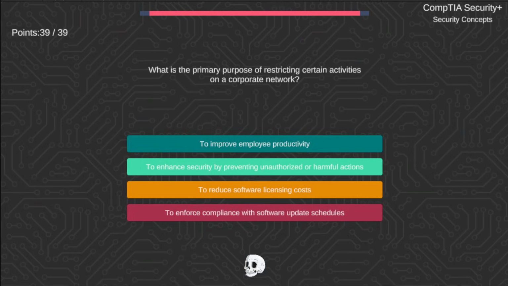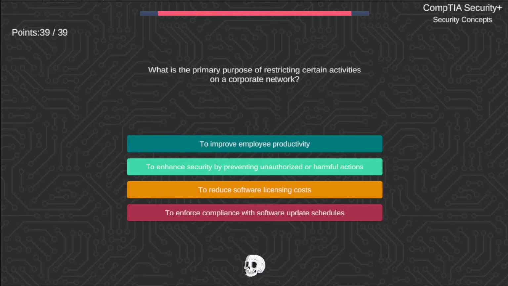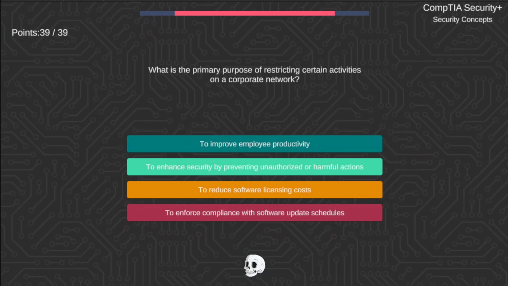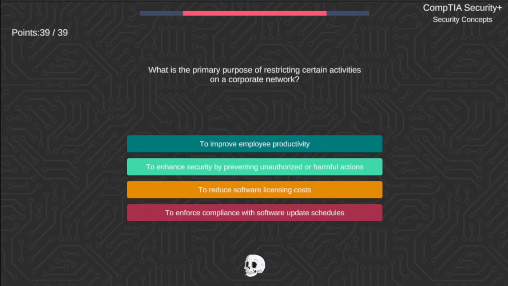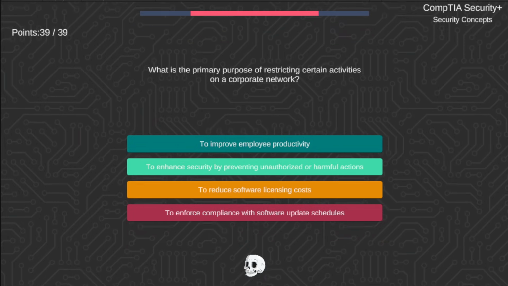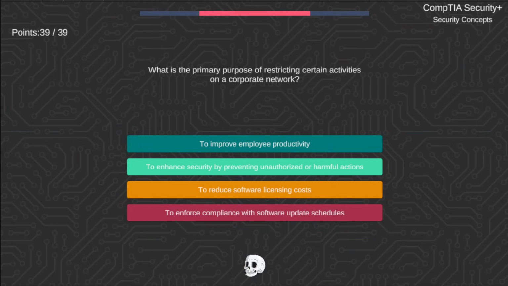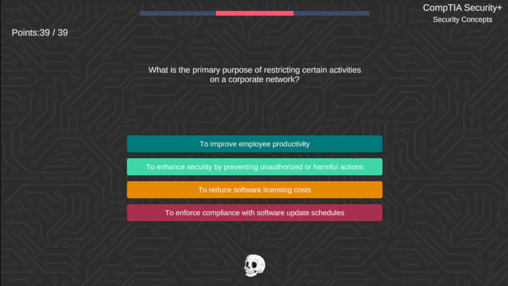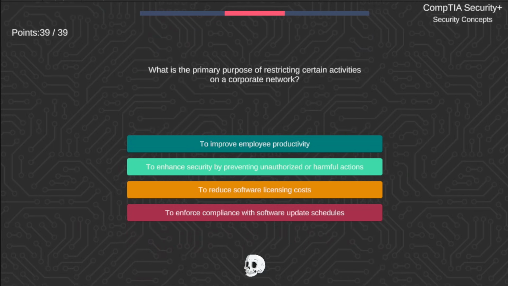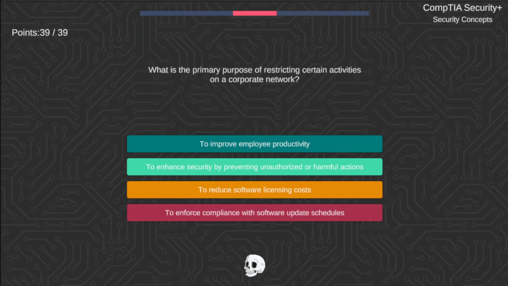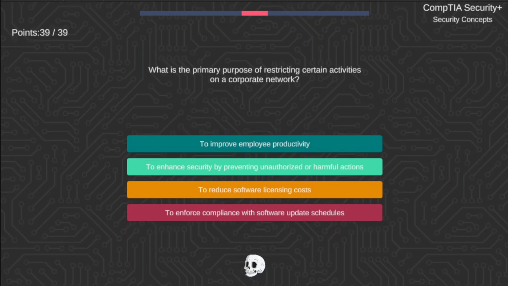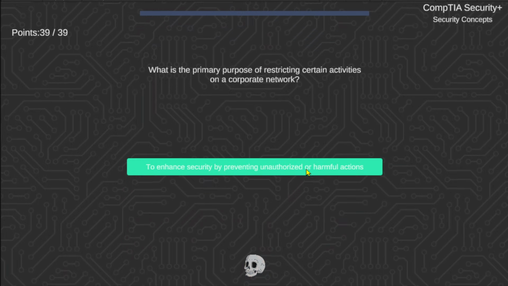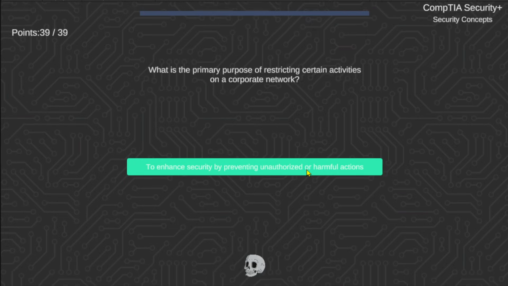What is the primary purpose of restricting certain activities on a corporate network? To improve employee productivity, to enhance security by preventing unauthorized or harmful actions, to reduce software licensing costs, or to enforce compliance with software update schedules? Correct answer is not to improve productivity. Sorry. To enhance security by preventing unauthorized or harmful actions.